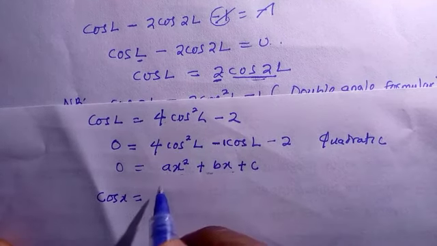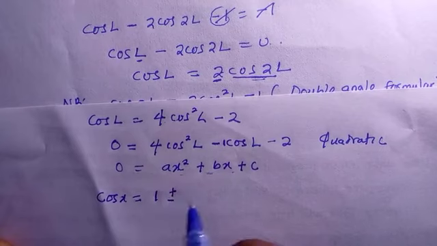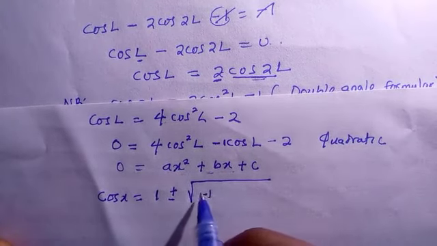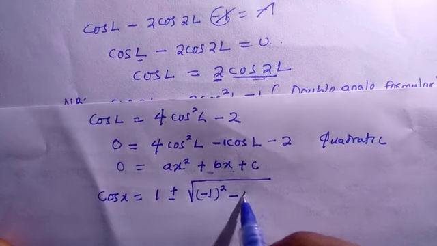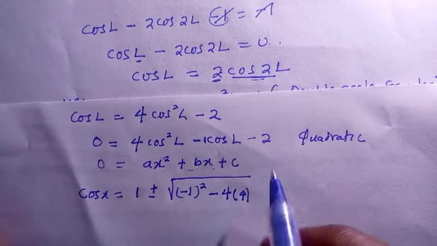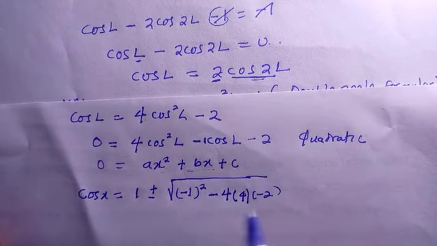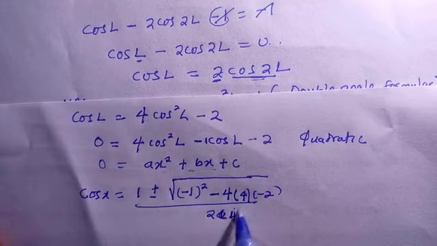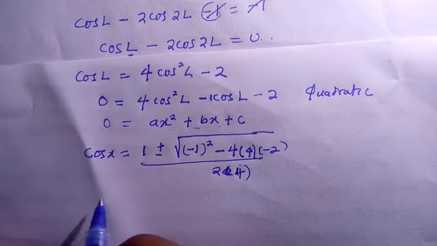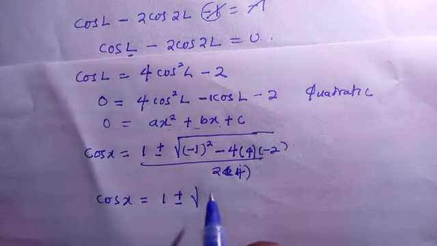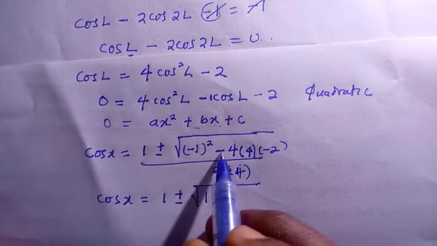Since our x is cos, we are going to replace it, and we have 1 plus or minus the root of minus 1 square minus 4 bracket. So a is still 4, b is negative, c is negative 2. So everything divided by 2 into bracket of a, but the value of a is 4. Where I got it is, the general quadratic formula is x equals minus b plus or minus the square root of b square minus 4ac divided by 2a. So just apply that formula and plug everything in, you are going to get it.